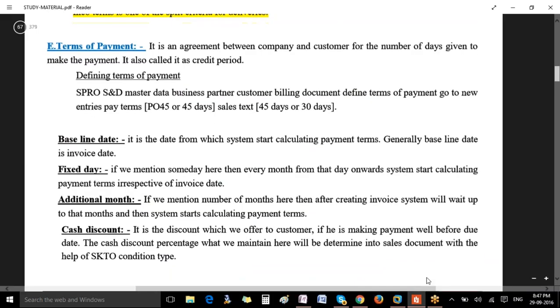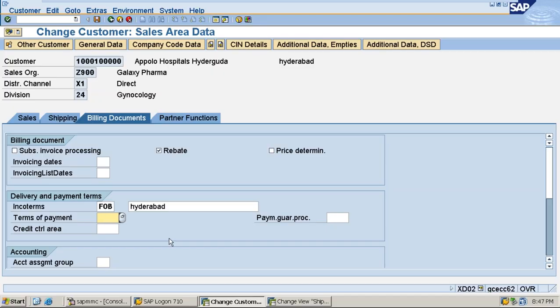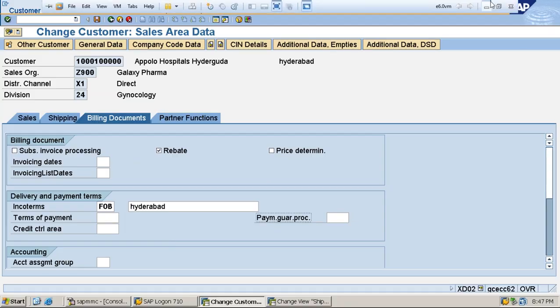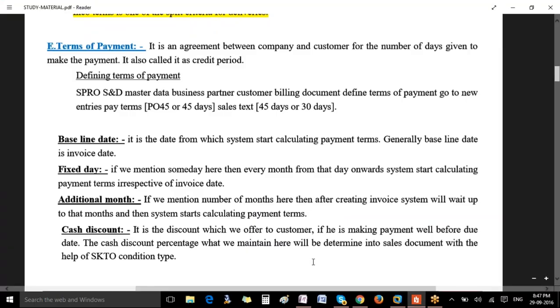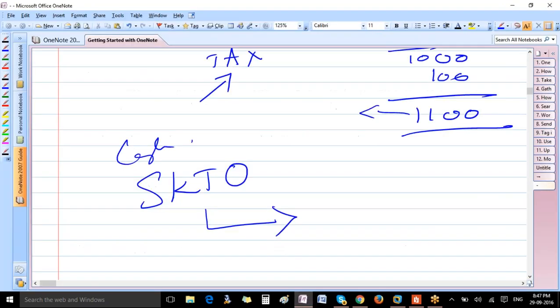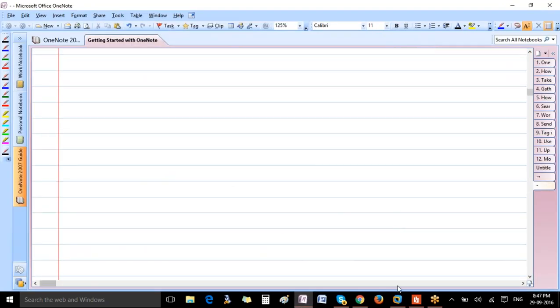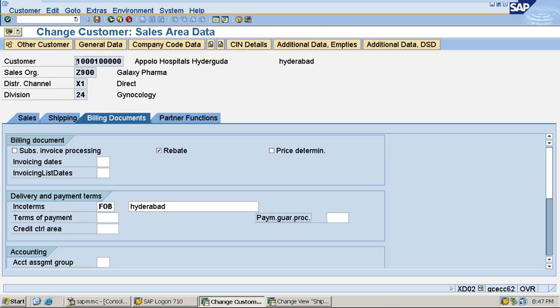So the next is payment guarantee procedure. The name itself says payment guarantee. Say this customer is an export customer. I exported some goods to him. What guarantee is there that he will pay me after receiving the shipment, right?